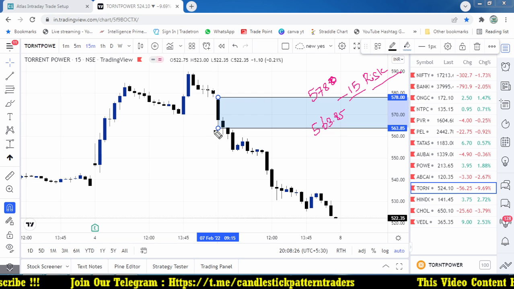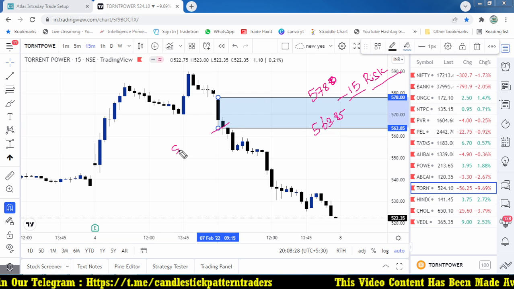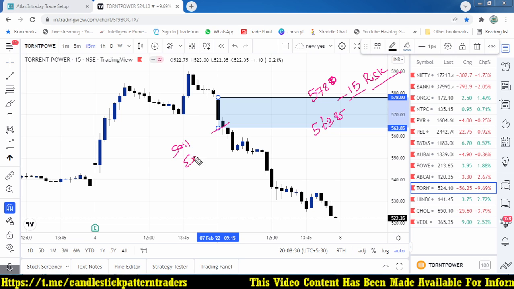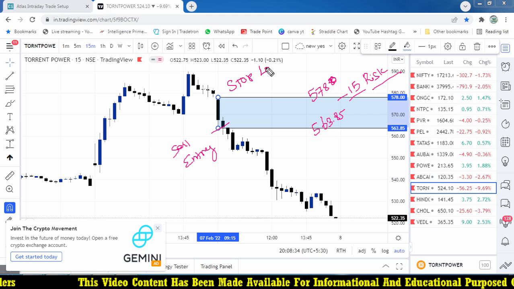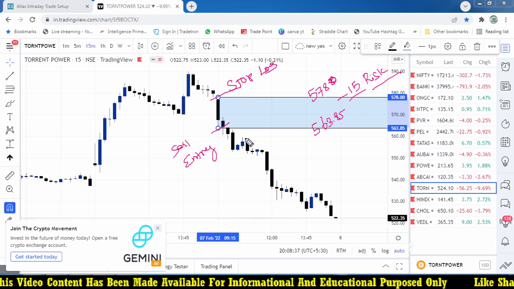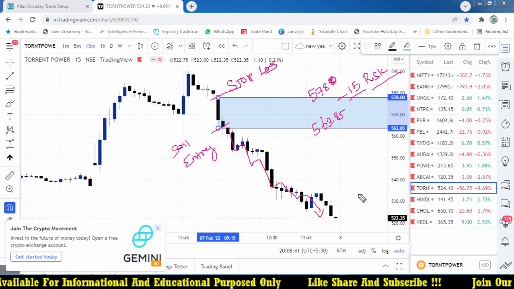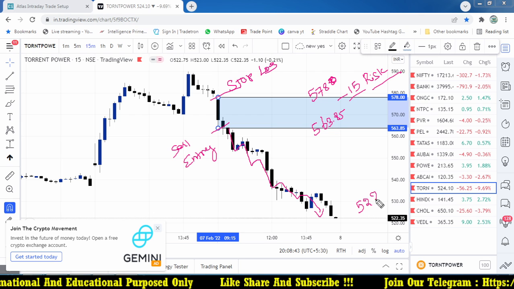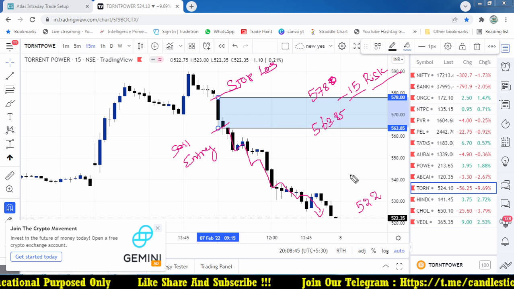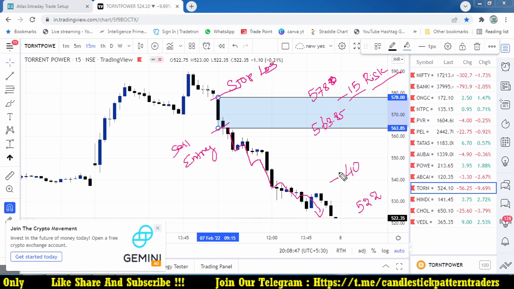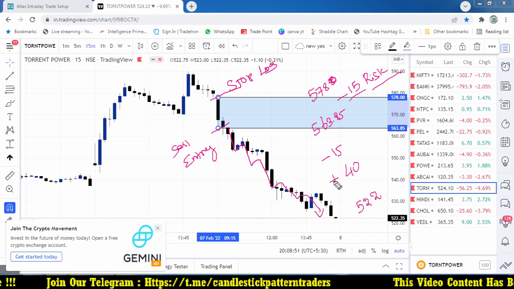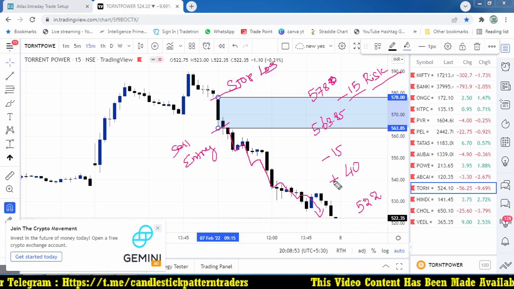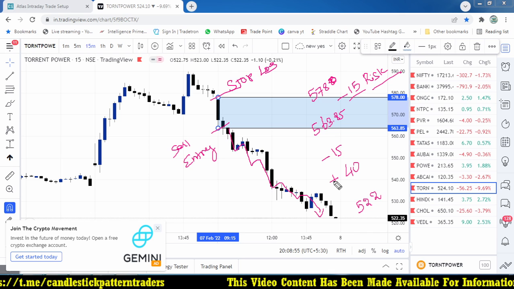But here it broke that low, so there is a sell entry point, and we keep the stop loss at that day's high. Finally you see there is a big drop, and it comes down to 522 in intraday. It is more than 40 points down. So we took a risk of 15 and it generated more than 40 points in intraday itself. That is the beauty of this particular stock selection.